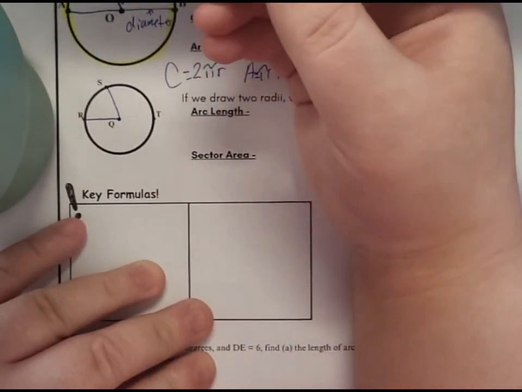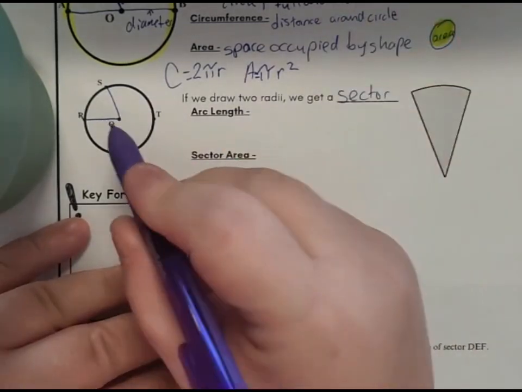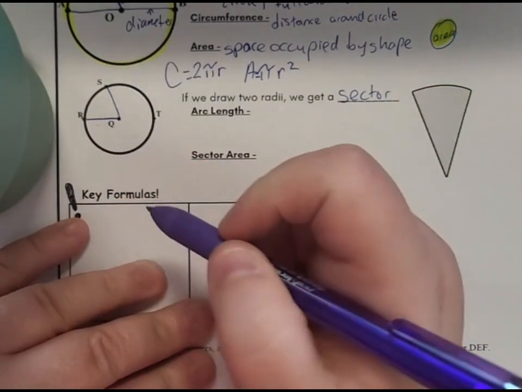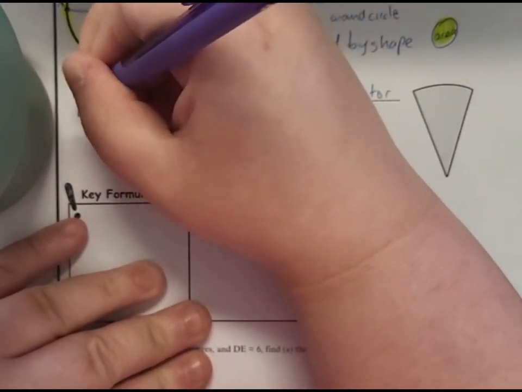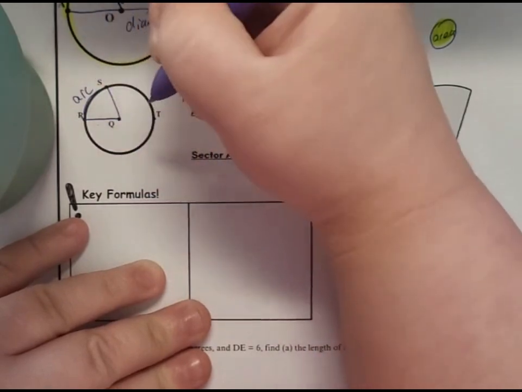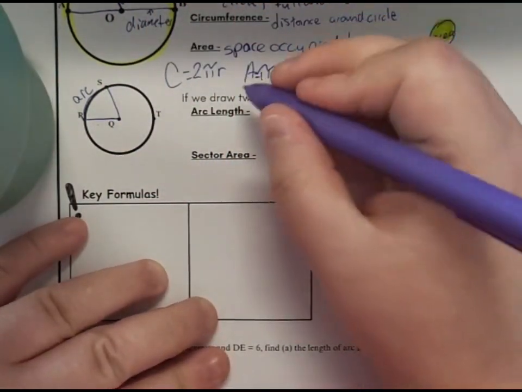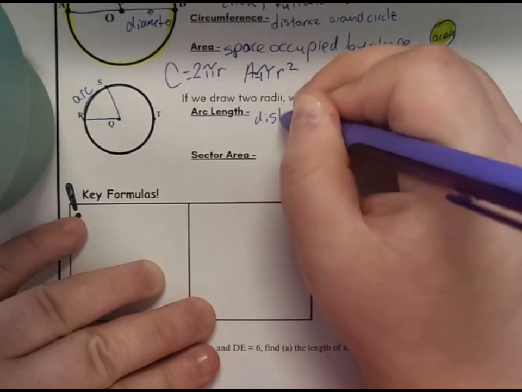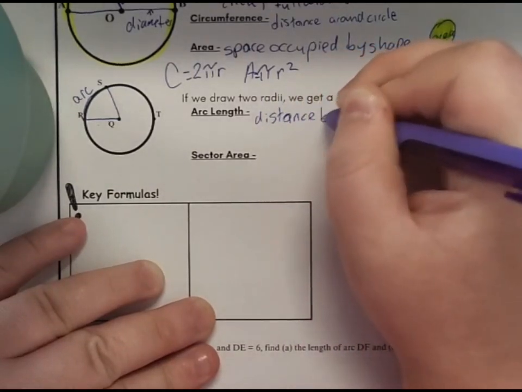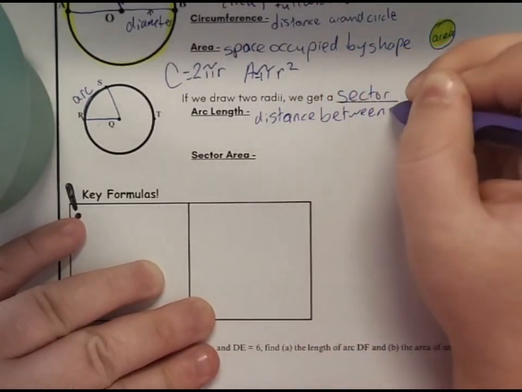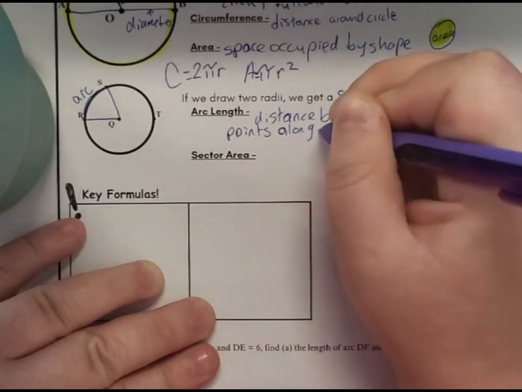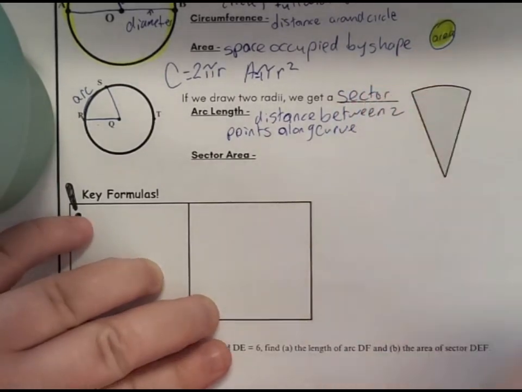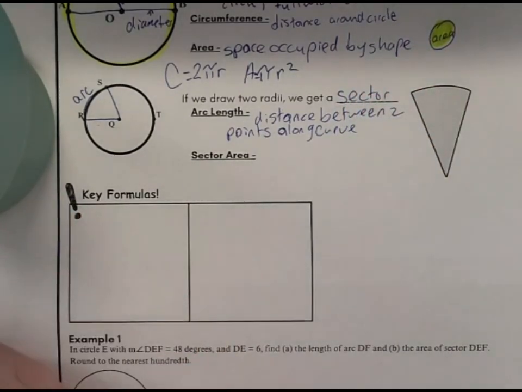Okay? So like right here, this is one radius, this is another. Now that we can find the length of this arc. The arc length is the distance between 2 points on a curve. And the sector area is the space occupied by that sector.